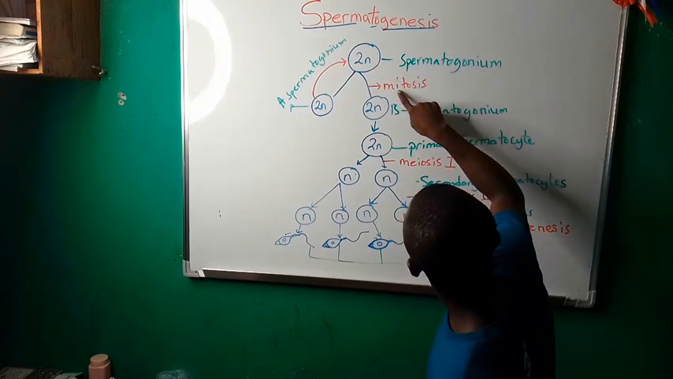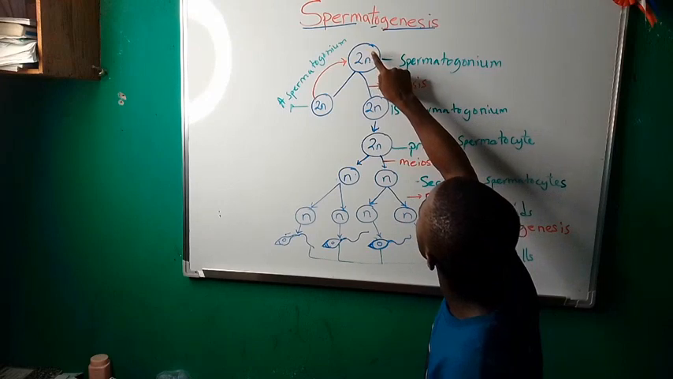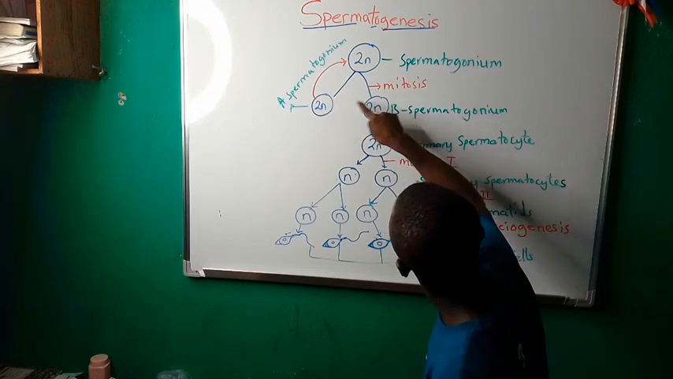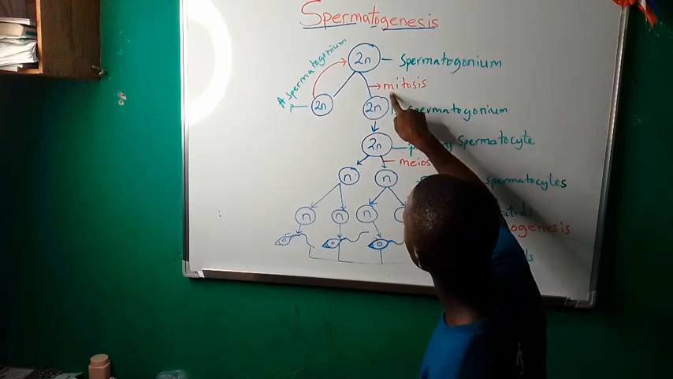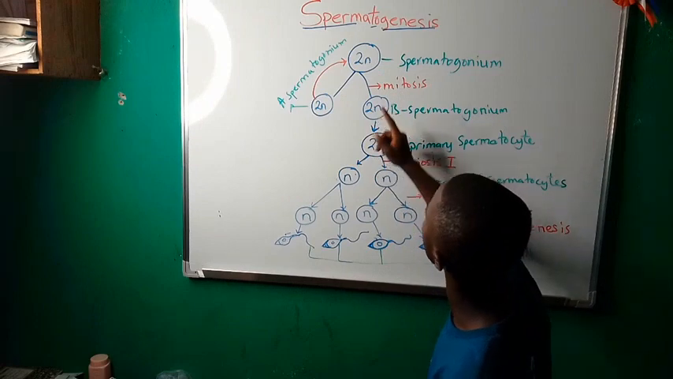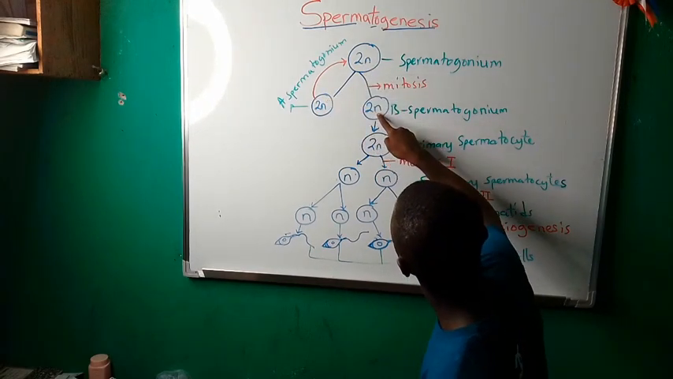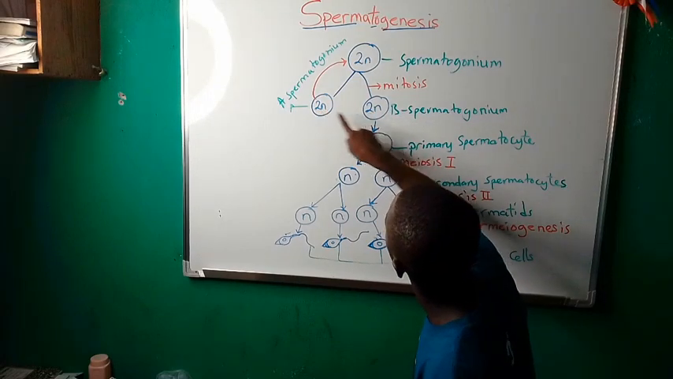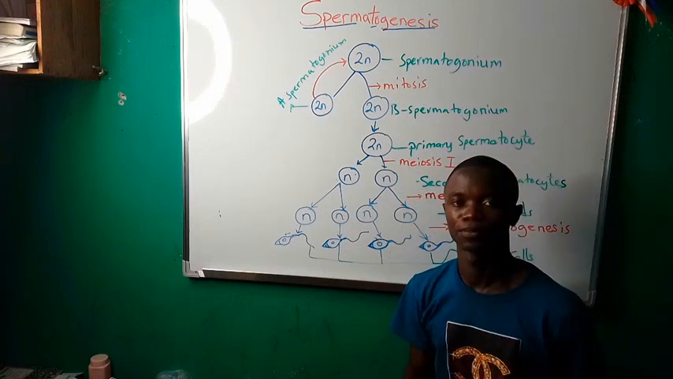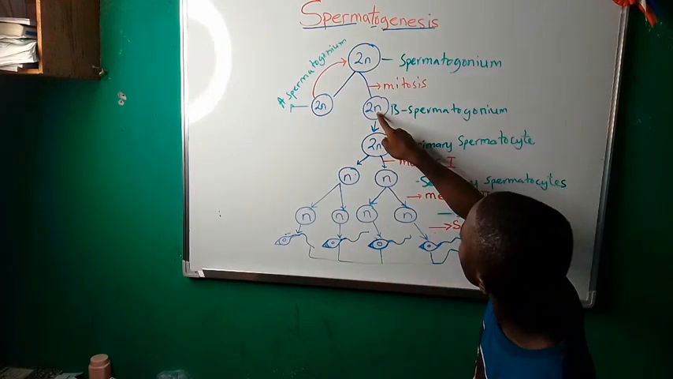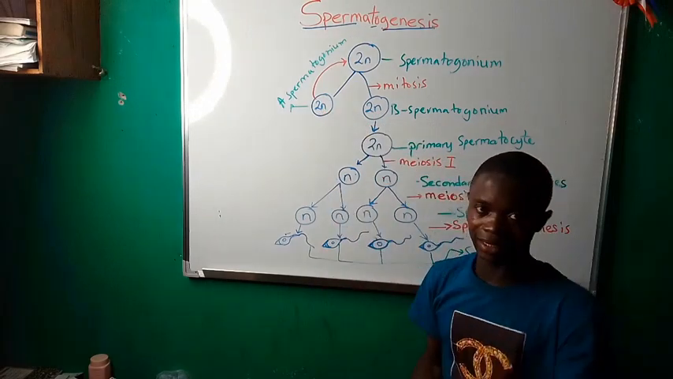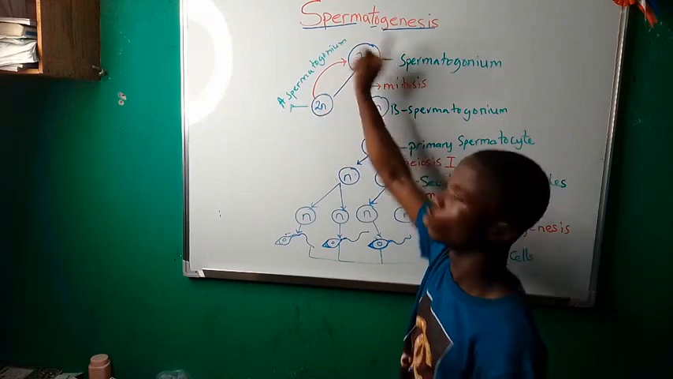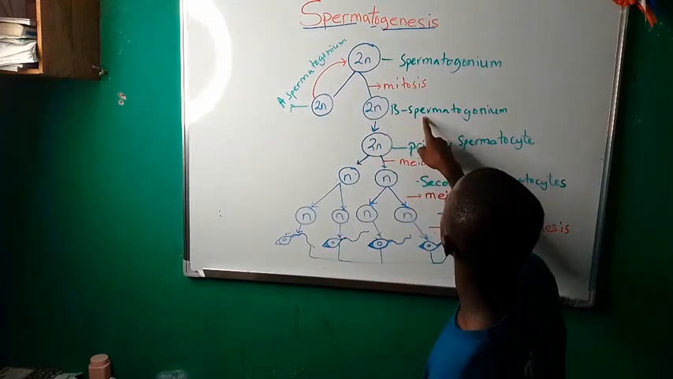Now, the first step, which is mitosis. We firstly have our spermatogonium, and this spermatogonium will divide into 2 daughter cells. That's the first step, and we call that mitosis. Remember, whenever you go from a single cell to 2 daughter cells and you still maintain the same diploid number of chromosomes, we call that mitosis. These 2 daughter cells you produce, which are diploid, are called A spermatogonium and B spermatogonium.